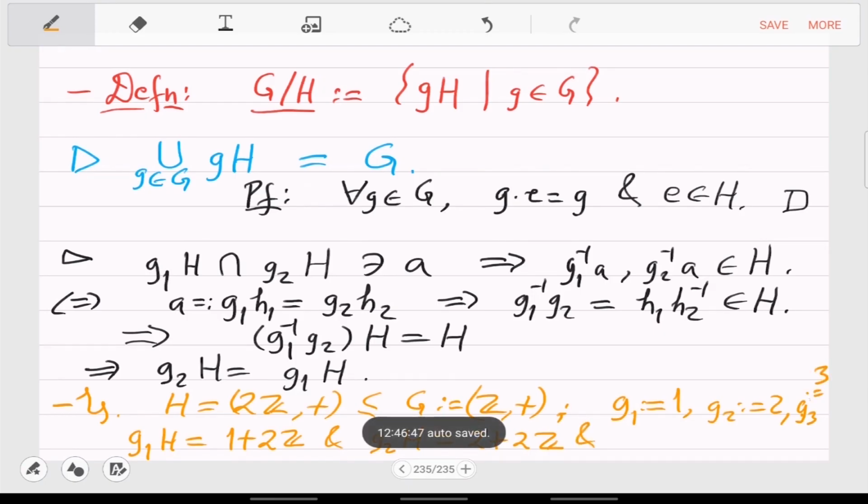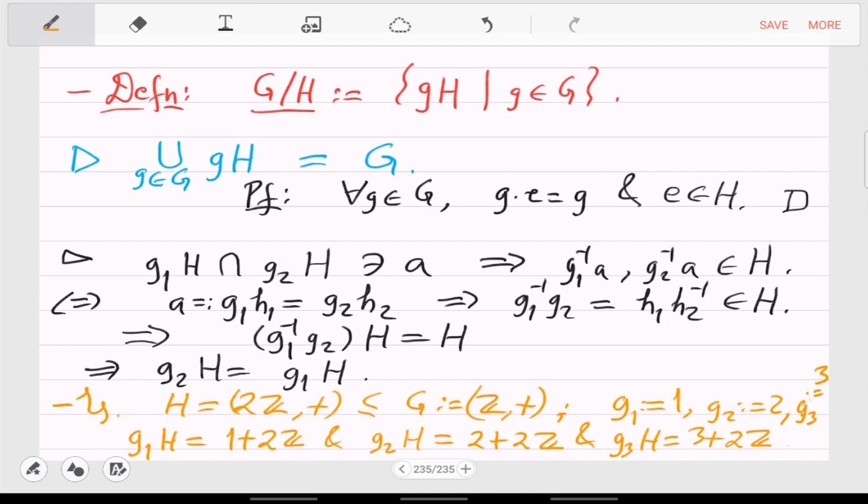Then you have 3 plus 2Z. Now, is there any intersection amongst these 3 subsets? Yeah, so it so happens that G1H intersects with G3H, but then you can learn that these are actually equal subsets. 1 plus multiples of 2 and 3 plus multiples of 2 is the same. That is what is happening.